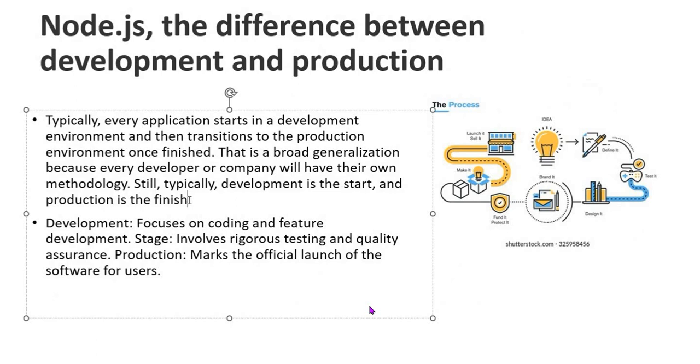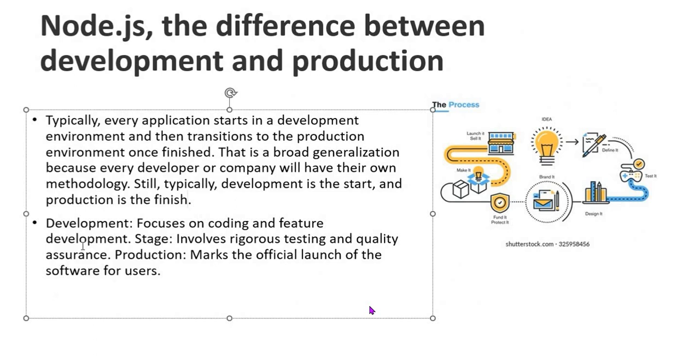So we have to change from the development phase into the production phase, so we can easily deploy our project on the website or the browser. Development focuses on coding and feature development. Development mainly focuses on the coding and feature development, and stays involved in rigorous testing and quality assurance.